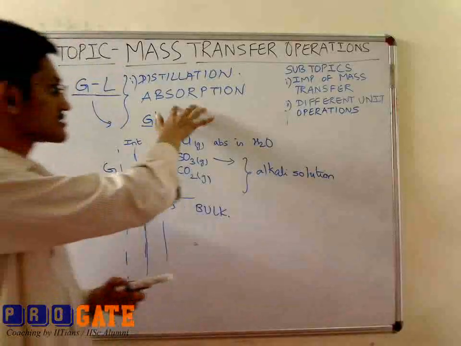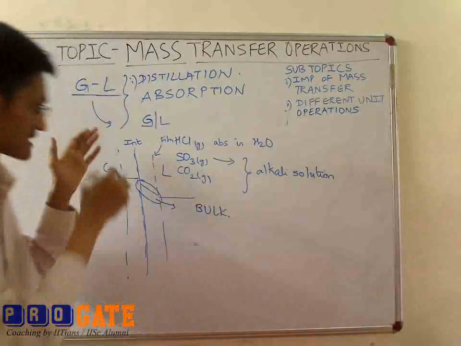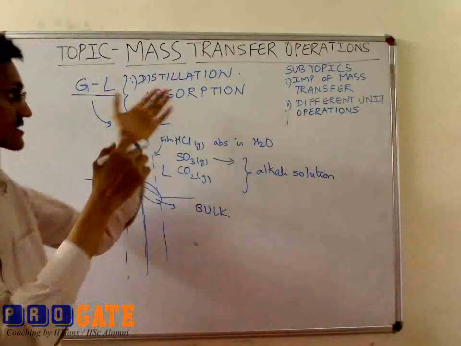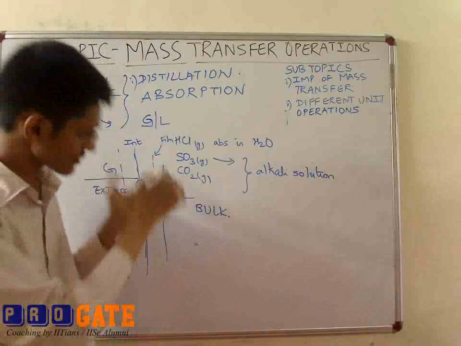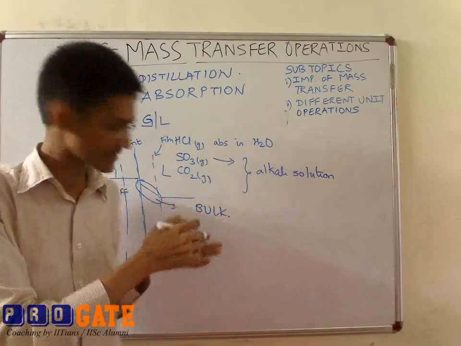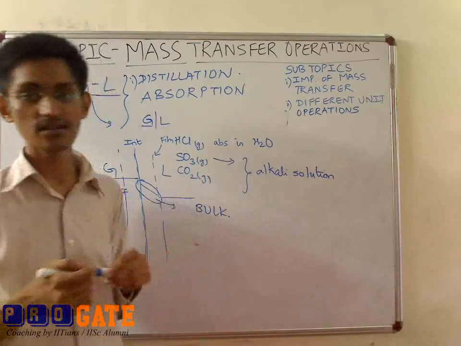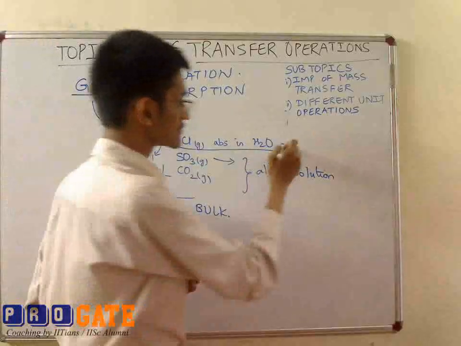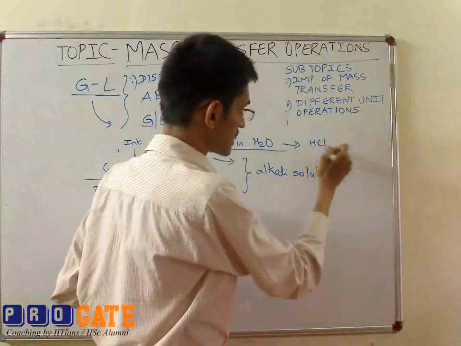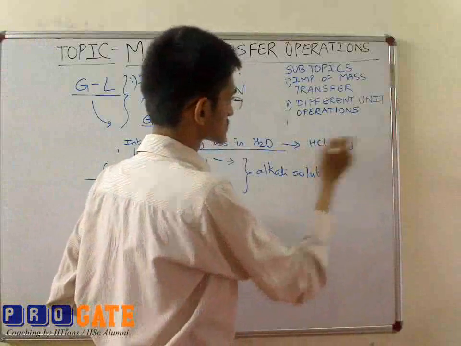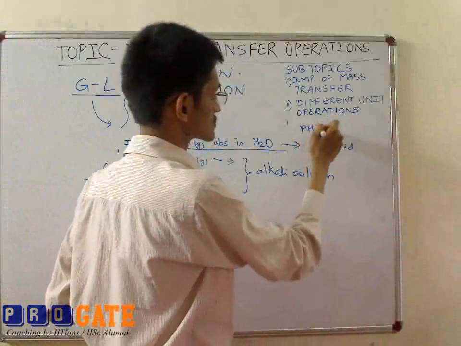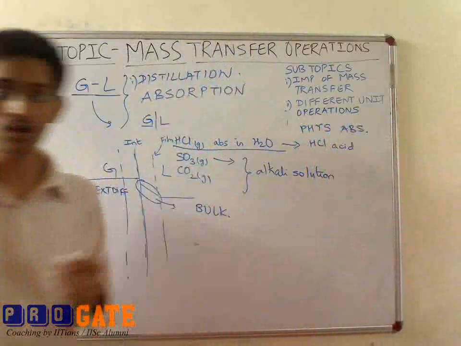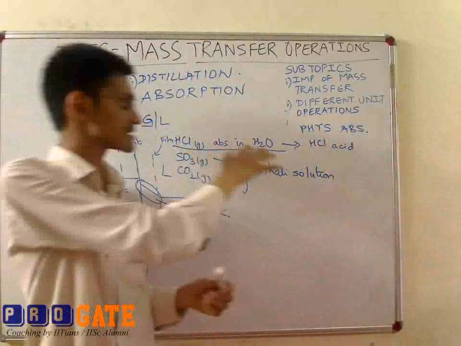So this absorption may be physical absorption, that is just the gaseous phase solute is dissolving in the liquid, or it may be chemical absorption where the gaseous phase solute is dissolving in the bulk of the liquid and then reacting with the liquid molecule. So HCl gas getting absorbed in water would lead to HCl acid. This is characterized under physical absorption, since there is no chemical reaction involved when HCl gas is getting absorbed in water.